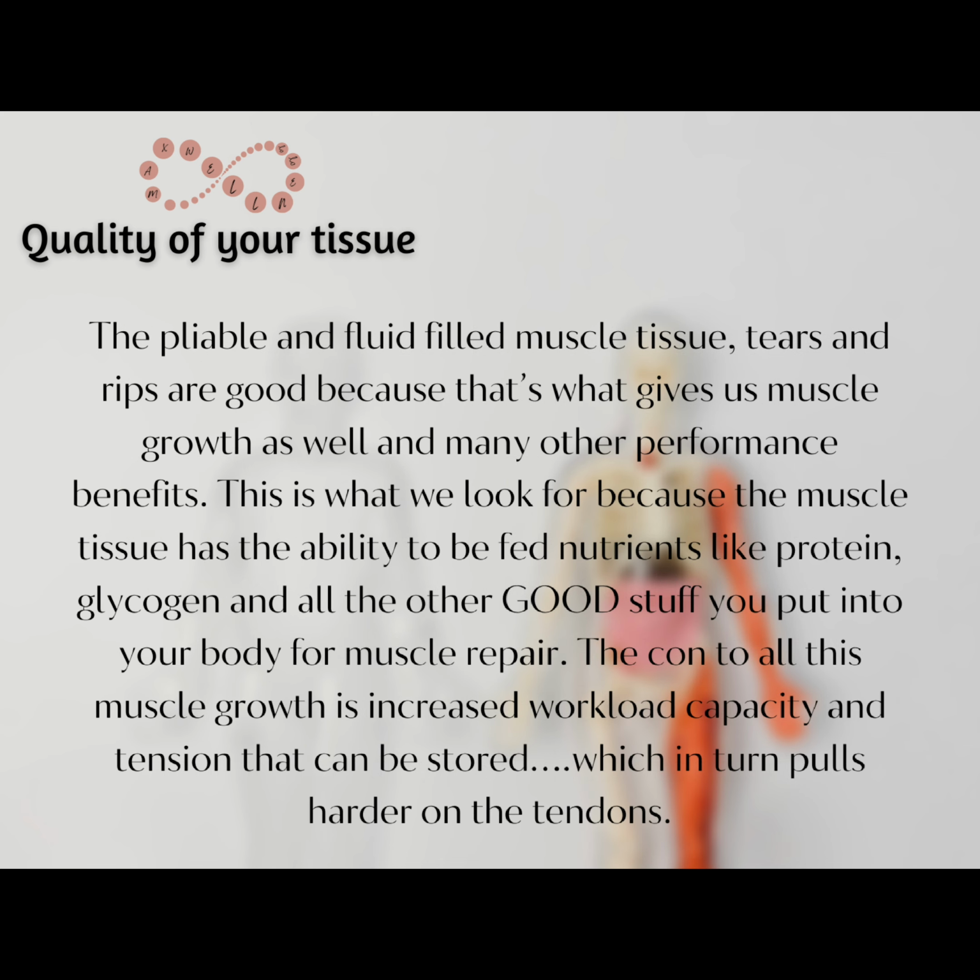The pliable and fluid filled muscle tissue tears and rips are good because that's what gives us muscle growth as well as many of our other performance benefits. This is what we look for because the muscle tissue has the ability to be fed nutrients like protein, glycogen, and all other good stuff you need to put in your body for muscle repair. The con to all of this muscle growth is increased workload capacity and tension that can be stored, which in turn pulls harder on the tendons.